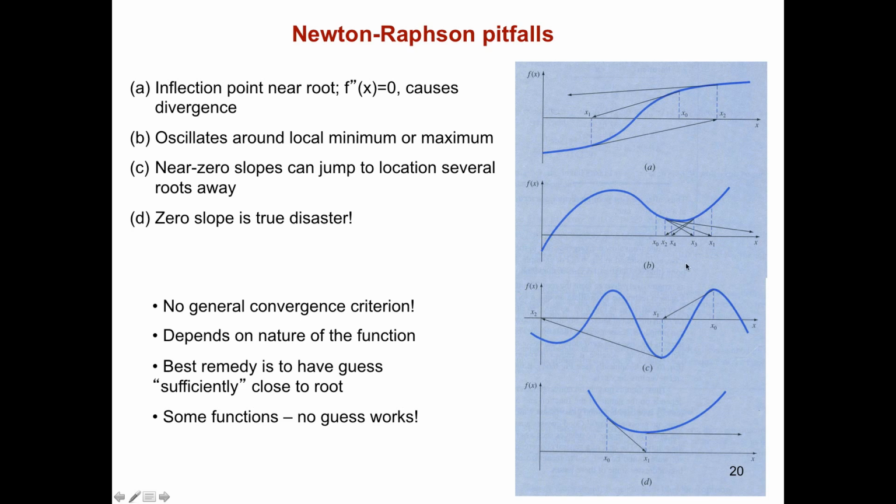Again, any kind of zero slope, when you precisely hit the peak or the valley, where f prime is zero, is a disaster for the method because you can't divide by zero. So it really depends on the nature of the function. Often you will guess and try multiple methods until you find solutions.